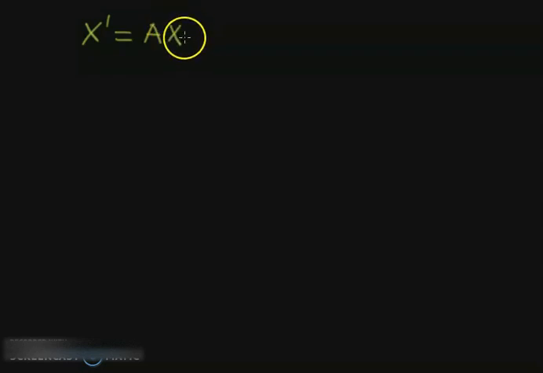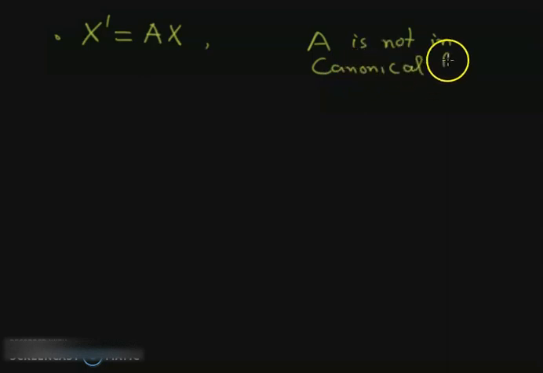So in this session we will learn how to convert a given dynamical system x prime equal to Ax, where A is not in canonical form. Our task is to transform this system into a form such that this matrix becomes canonical.